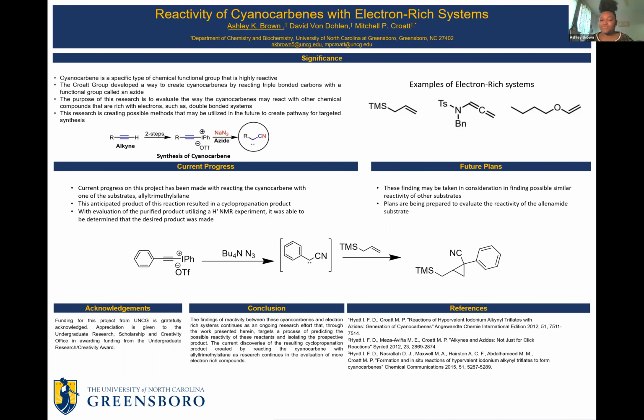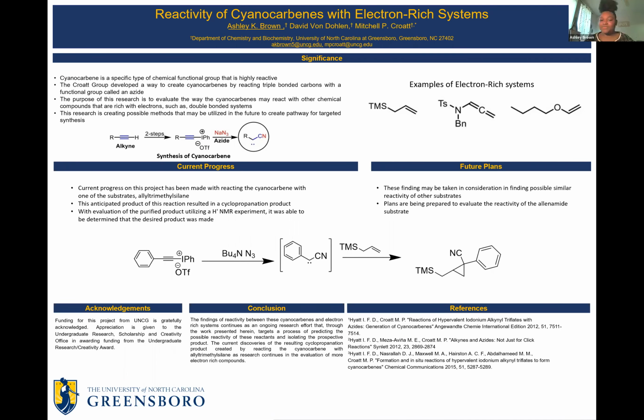In this scheme, you can see they would take an alkyne and transform it and react it in 2 steps to create this reactant here, that is then reacted with the azide. This reaction is going to create an intermediate of the cyanocarbene. It's only an intermediate because the cyanocarbene is reactive within the environment.